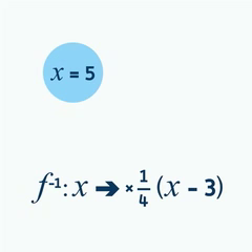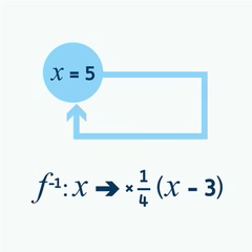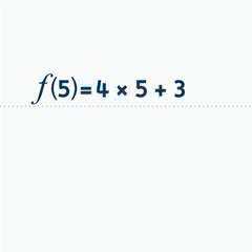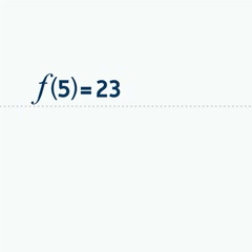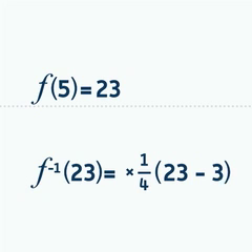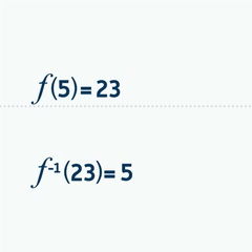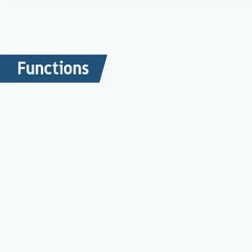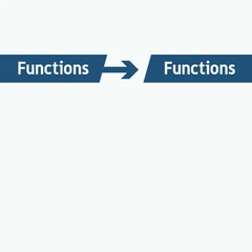We can check that we have the correct function by starting with 5. We expect to arrive back at 5 after doing the function and then its inverse. Applying the function f, 4 times 5 plus 3 gives 23. To apply the inverse function to 23, subtract 3 from 23, then work out a quarter of the result, takes us back to 5.